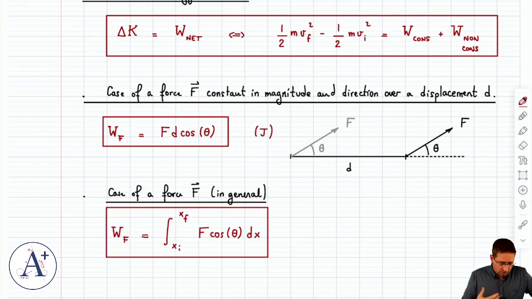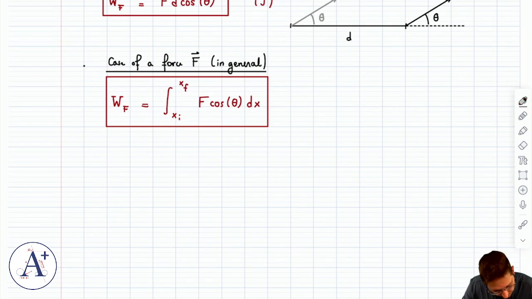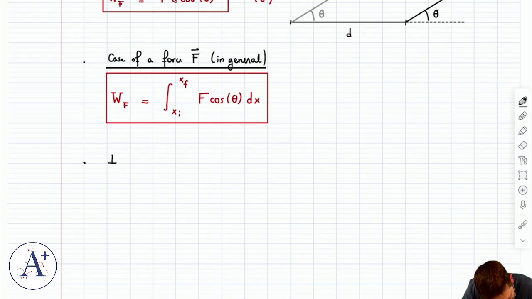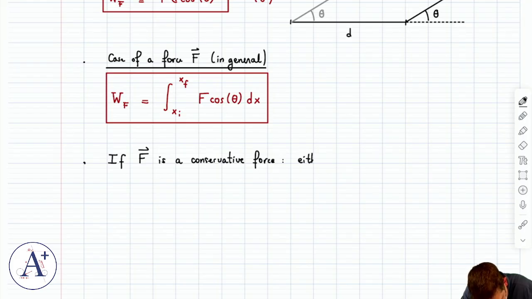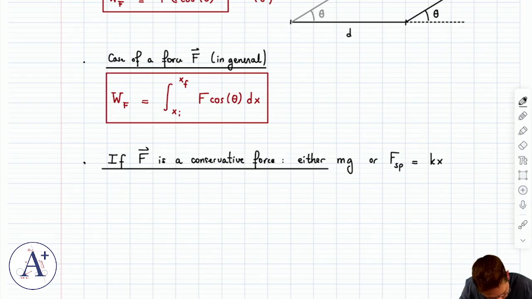And that's specifically because they are conservative forces and they have an interesting property. So if F is a conservative force, it's either mg, the weight force, or I'll call it F spring, just to be clear, kx. I'm just writing them in magnitude, I'm not trying to do direction or anything. But there are two conservative forces in Physics 8A: the weight force and the spring force.